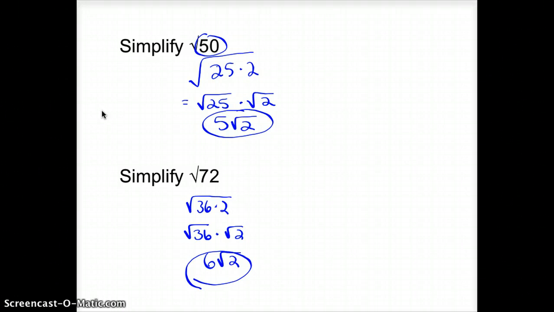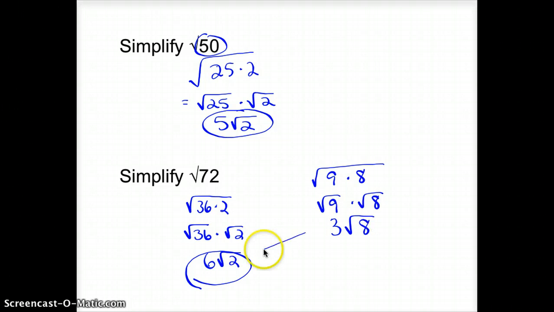You may not have noticed that 36 went into 72, and you might have started with something smaller. You might have said, well, square root of 72 is 9 times 8. So instead of 36, I'm going to do this. Square root of 9 times 8. So I'm going to do square root of 9 times square root of 8. And I know square root of 9 is 3. I don't know square root of 8. It's root 8. Okay, well, these do equal the same thing.